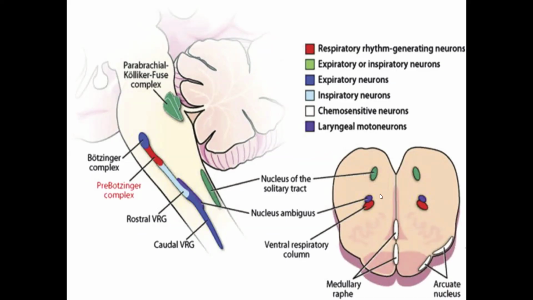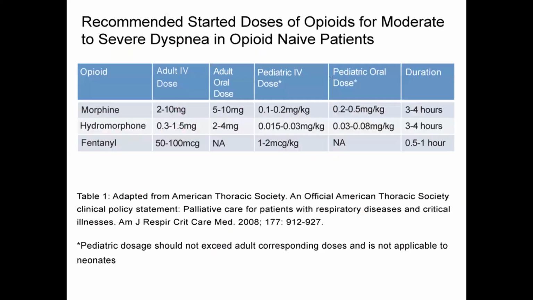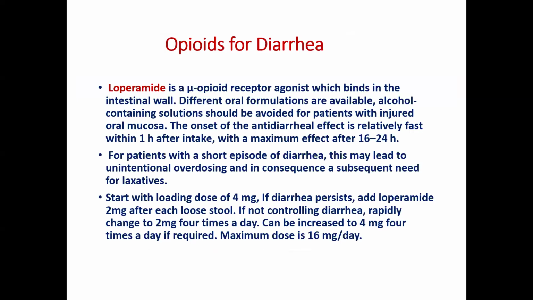Okay, and this is the nucleus solitarius for cough. All right, that's the vagal nucleus, the sensory vagal nucleus. These are the doses we use for dyspnea, much smaller than for pain, as you can see.